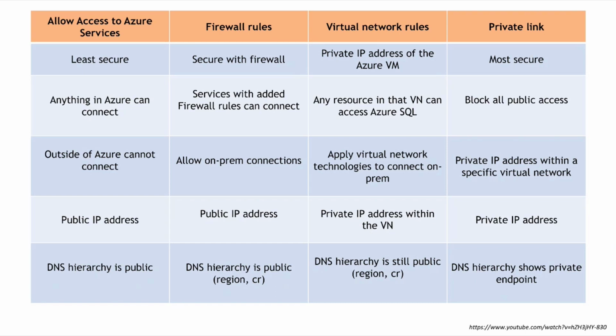Allow access to Azure services. So once you enable this option, any resource from the Azure can connect to your database. You cannot connect to the on-prem servers, but anything in Azure can connect. And if you do the NS lookup, all the information is publicly available, which is not secure. You can see the public IP address and the control region information, control ring information, everything is available. And it is least secure.